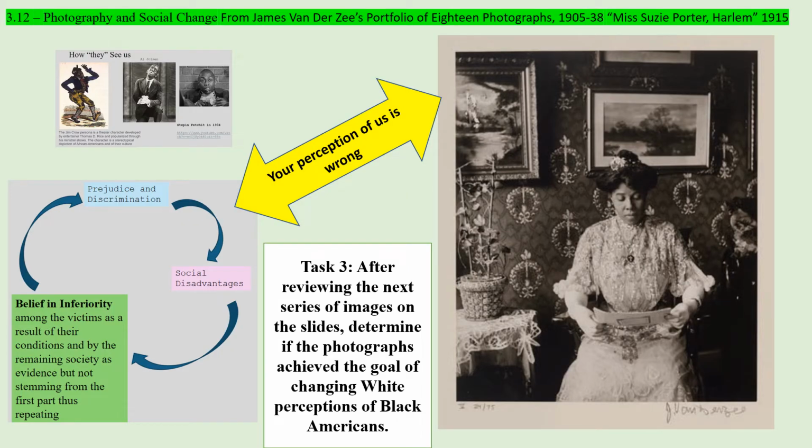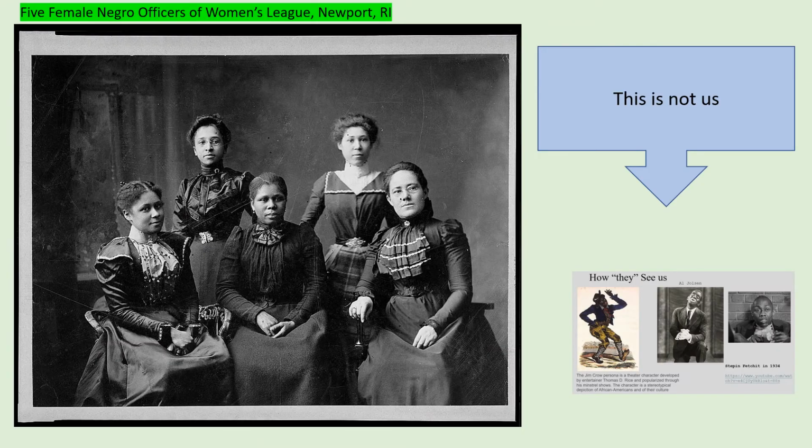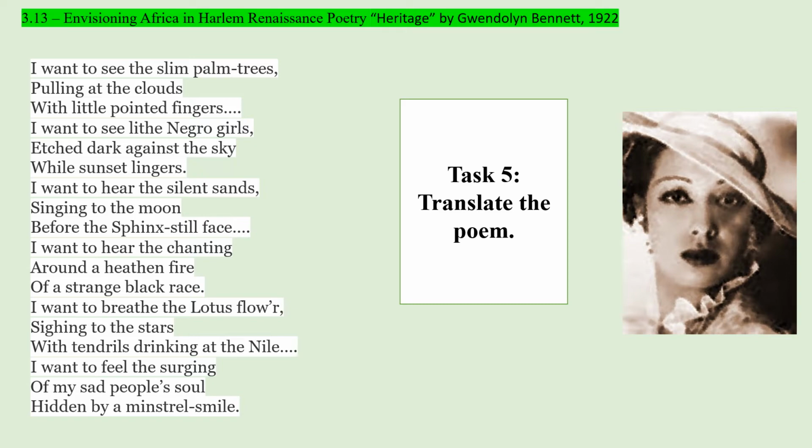Here we see some images from James Van Der Zee where he's trying to capture the black experience in a positive light as opposed to the negative that seems to be the norm for this period. Here we have some more images. Here we see this poem Heritage, and the key part here is this section with this minstrel smile, which is a reference to the blackface. And again, it's about challenging the negative perception of Black Americans.